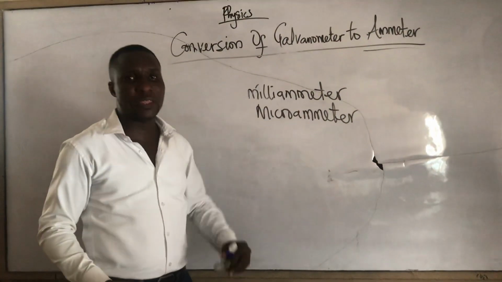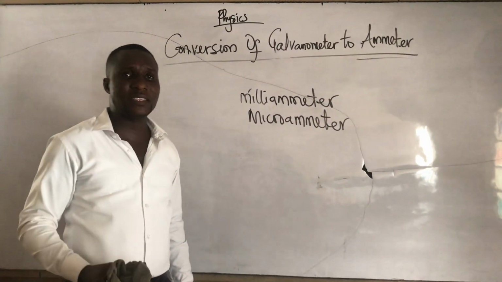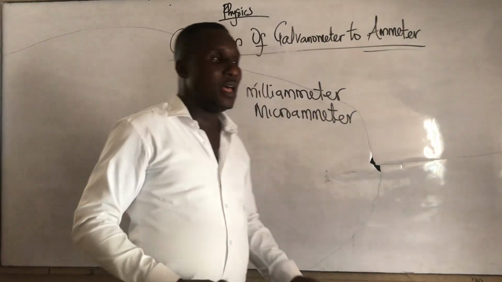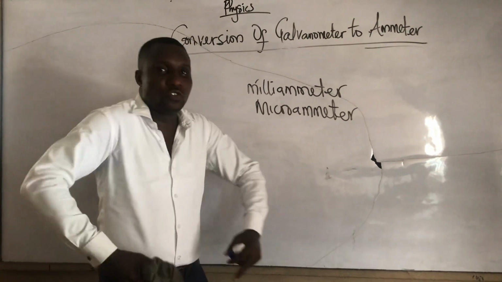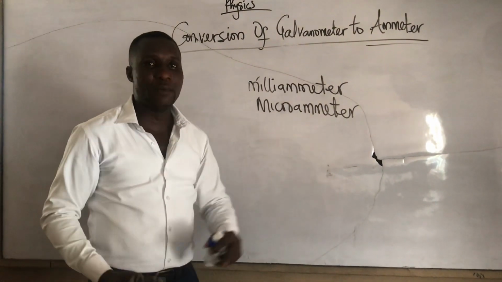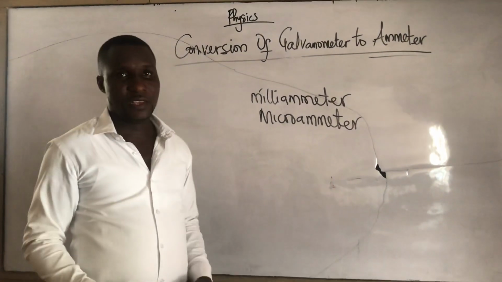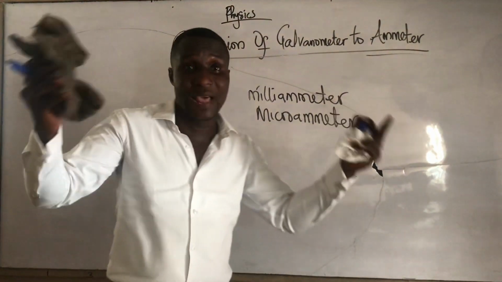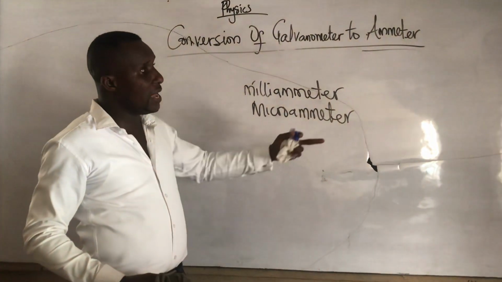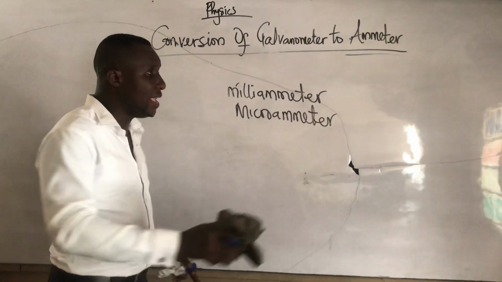Then what is an ammeter? An ammeter is a device that can be used to measure electric current. And the ammeter can be connected in series in an electrical circuit to appliances.